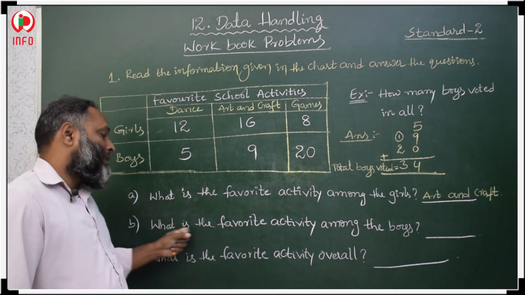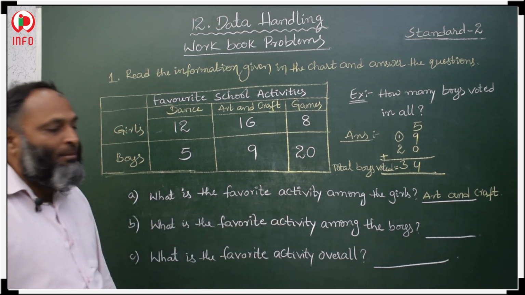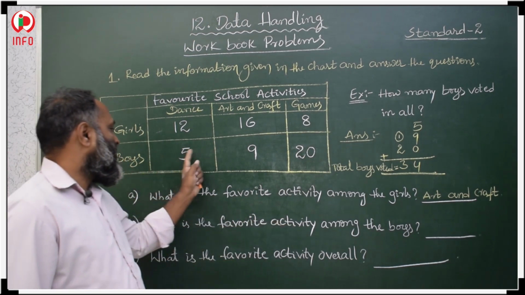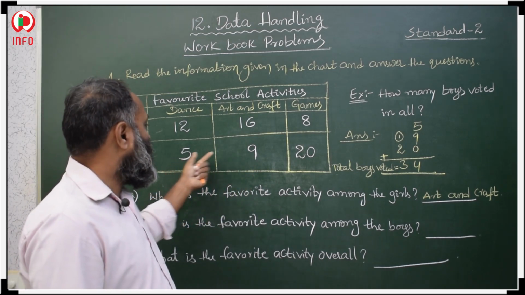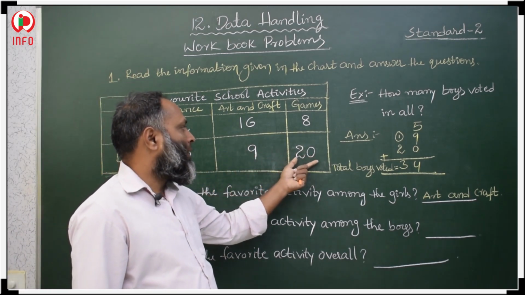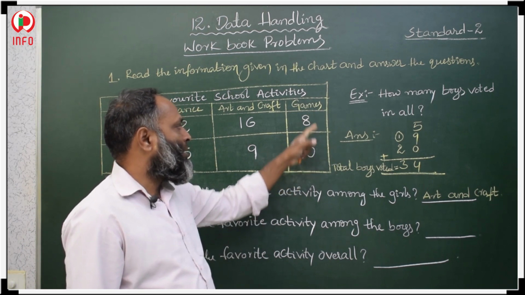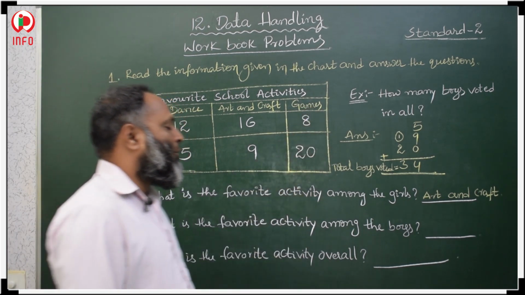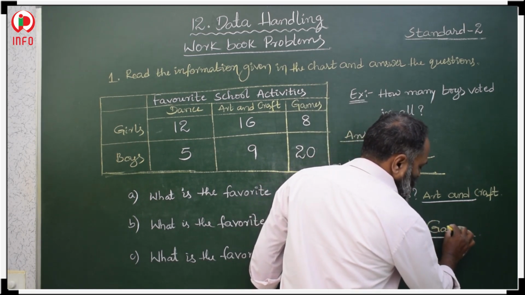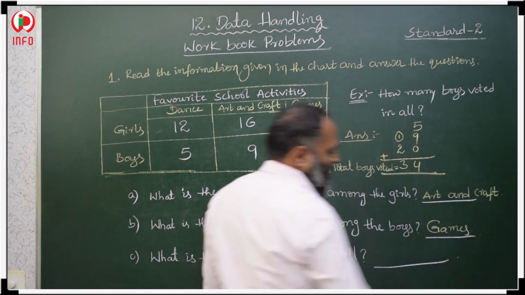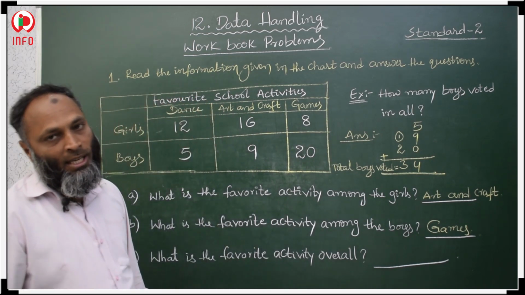Next, what is the favorite activity of the boys? In the boys column we should check. 5, 9, 20. 20 is the greater. So 20 means games. The boys' favorite activity is games. Most of the boys like games.